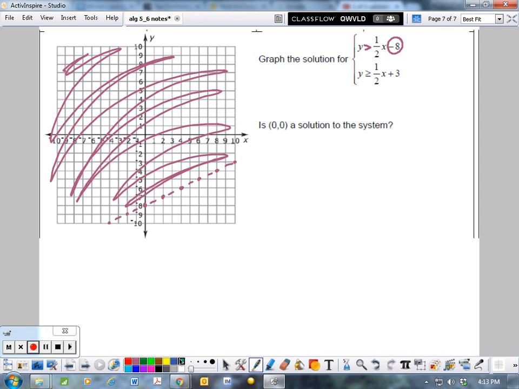So now I'm going to grab another color. I'm going to start at +3 on the y-axis. And my slope is 1/2, so I'm going to go up 1, right 2, up 1, right 2, up 1, right 2. Down 1, left 2. Now this symbol is greater than or equal to, which means a solid line. Greater than means I shade above.